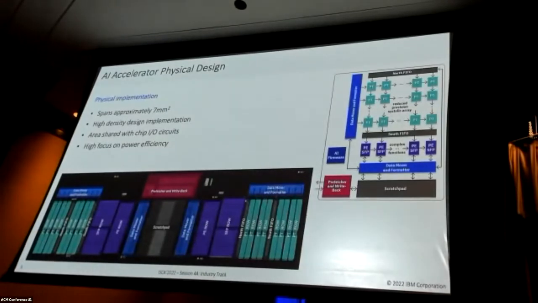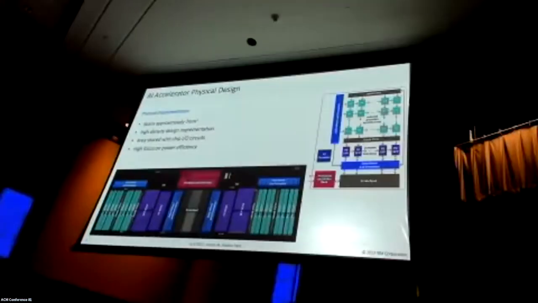For the physical implementation, the accelerator spans 7 square millimeters. It's a high density design, so we have to look at power integrity. Also, it's located at the bottom of a chip, so there's also some additional power problem we had to handle.